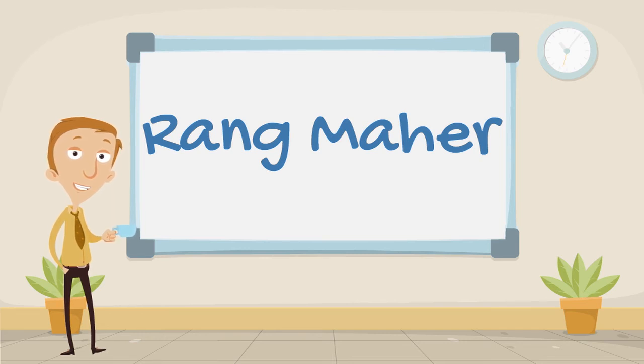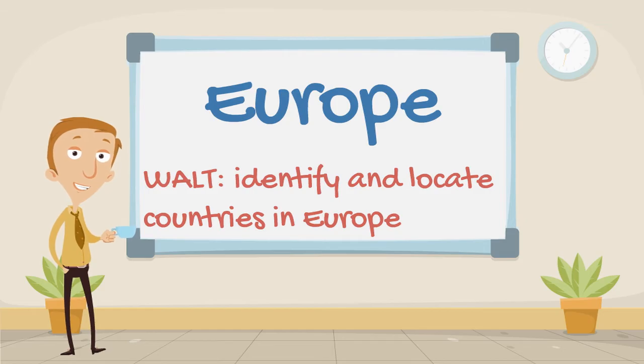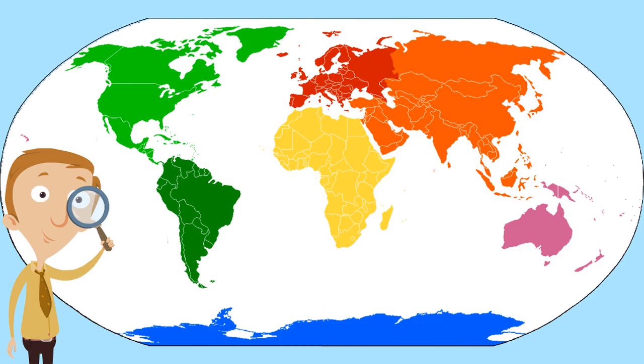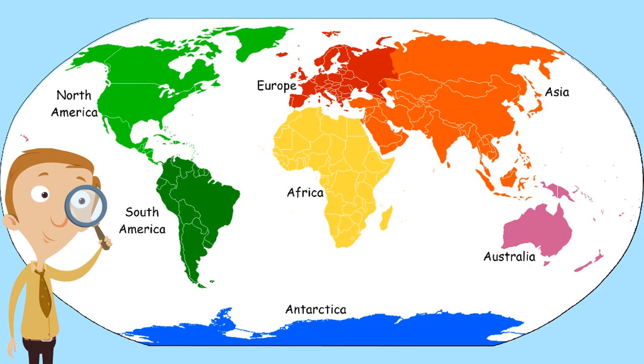In today's geography lesson, we're taking another look at Europe. Our WALT for today is to be able to identify and locate countries in Europe. But first, let's make sure we remember where Europe is. Here's your world map. Pause the video and put your finger on which continent is Europe. Well, hopefully your finger was on the red one, because that is where we're talking about today.